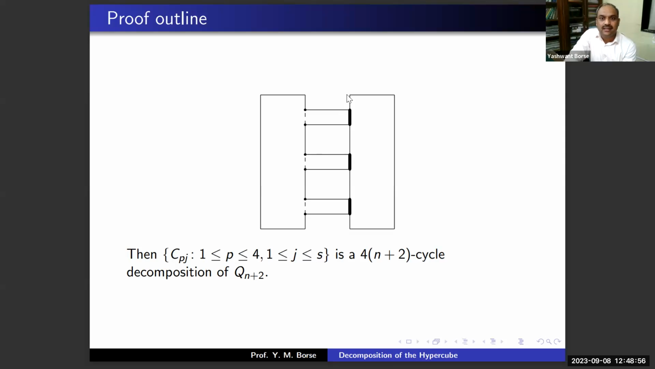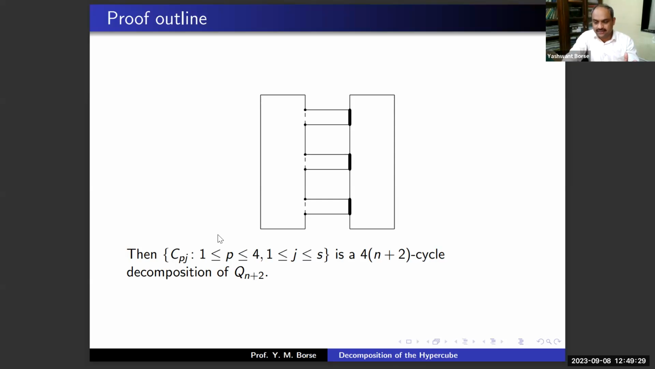This way, we get a new extended cycle, say CPj, and all these cycles together decompose Qn plus 2. So details can be provided, but this is the idea: use a cycle, remove the matching, replace this matching by the matching of the next cycle, and continue like this. So this is the idea we have used to prove this.